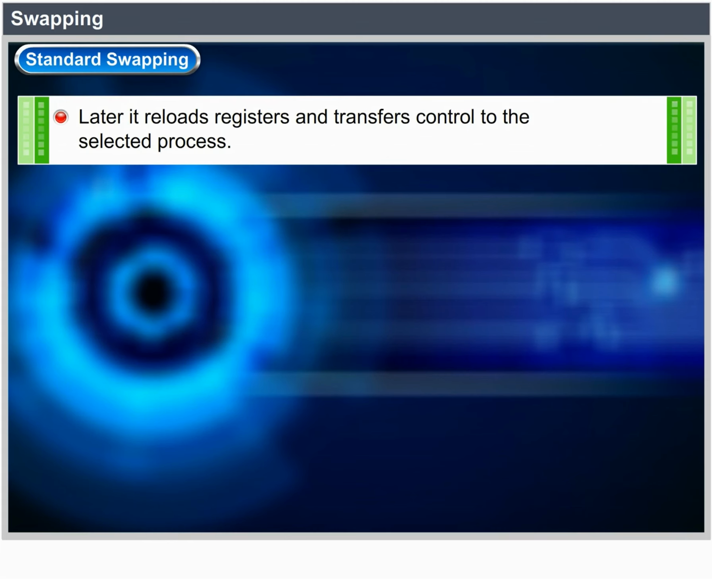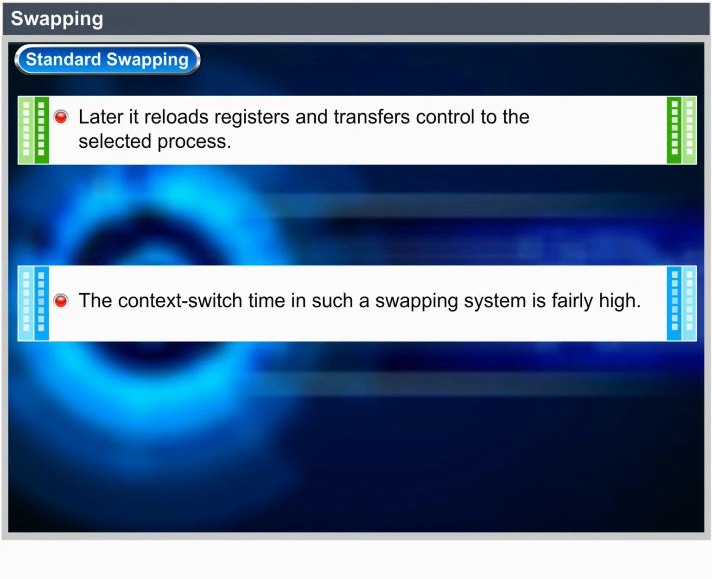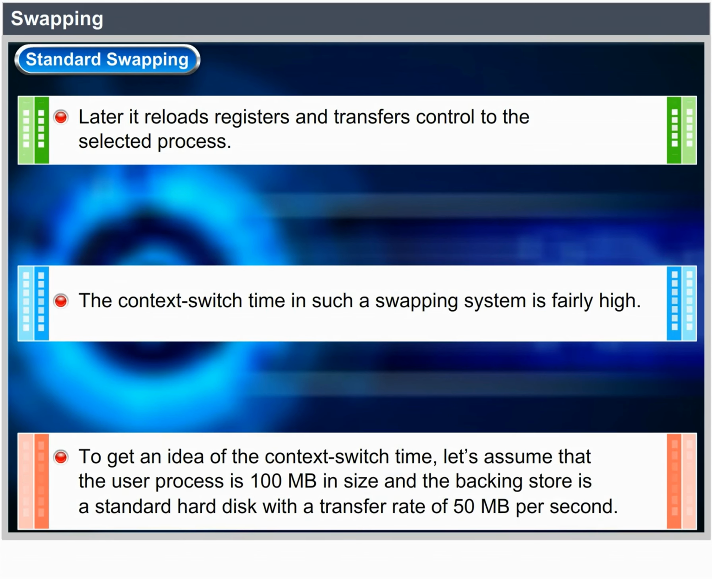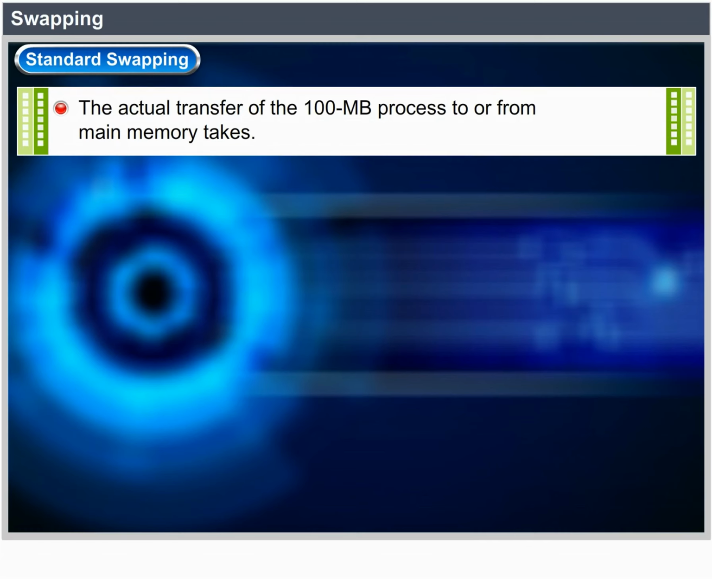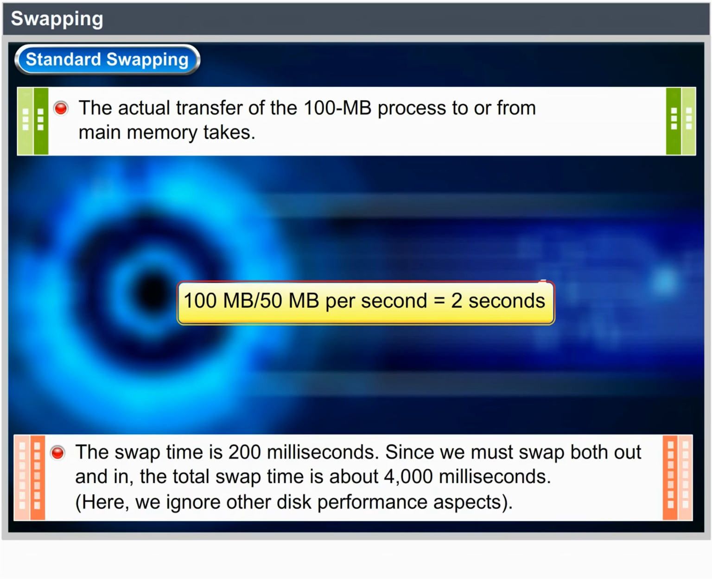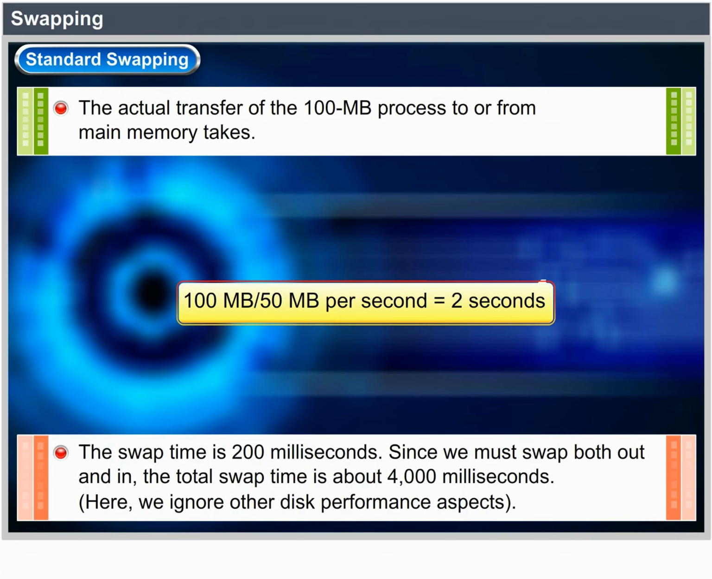To get an idea of the context switch time, let's assume that the user process is 100 MB in size and the backing store is a standard hard disk with a transfer rate of 50 MB per second. The actual transfer of the 100 MB process to or from main memory takes 100 MB divided by 50 MB per second equals 2 seconds. The swap time is 2000 milliseconds. Since we must swap both out and in, the total swap time is about 4000 milliseconds. Here we are ignoring other disk performance aspects.